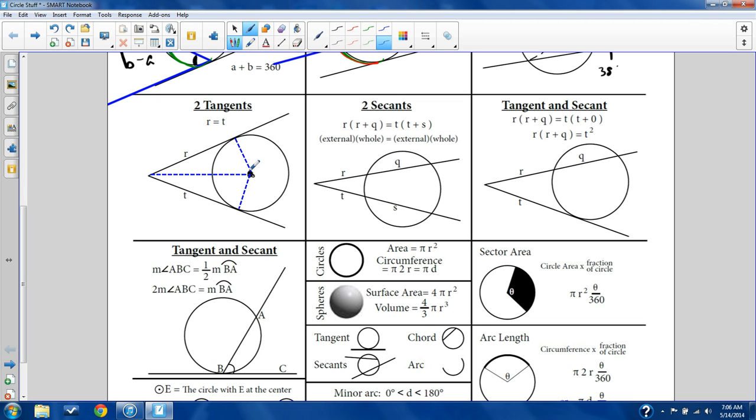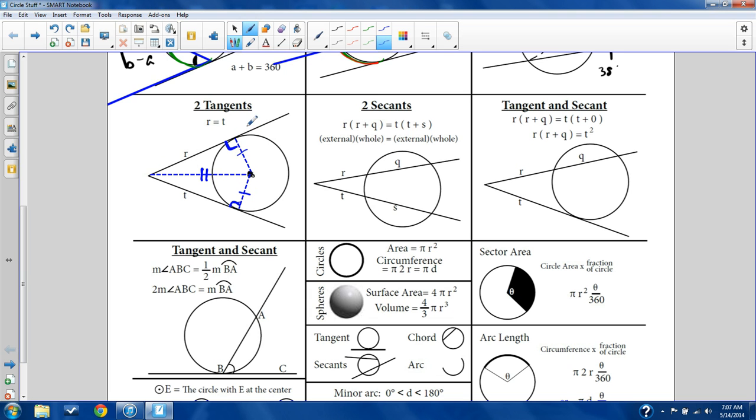These are radii. If this is a center, these are radii in your circle. Radii are congruent to one another, so these two segments are congruent. Radii with tangent lines also form right angles. Here's a right angle, here's a right angle. So these are congruent to each other as well. Finally, this line is congruent to itself by the reflexive property.